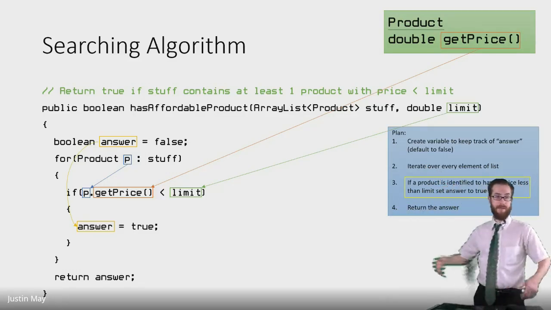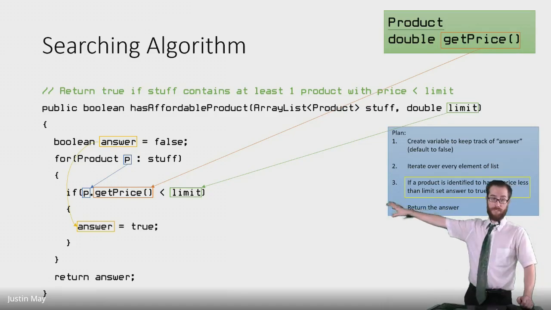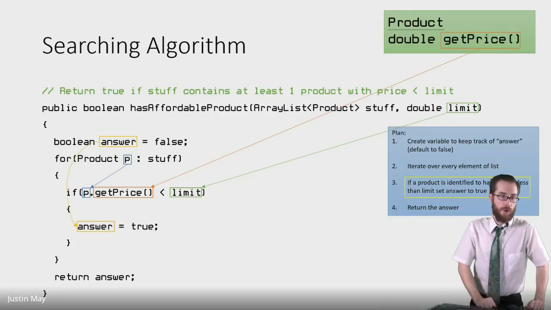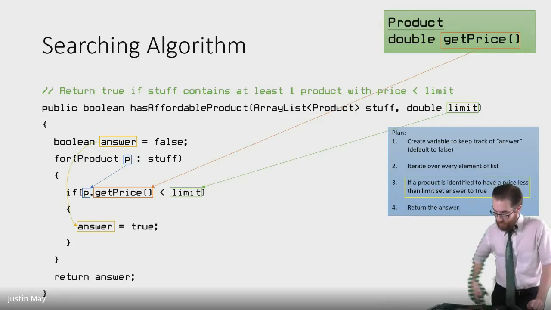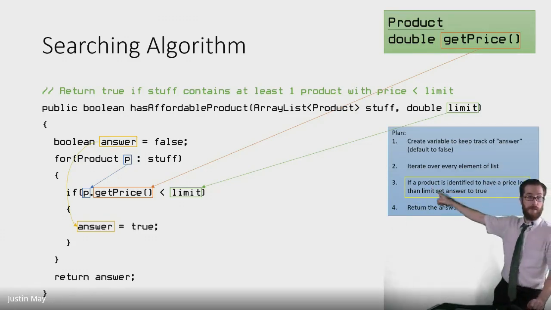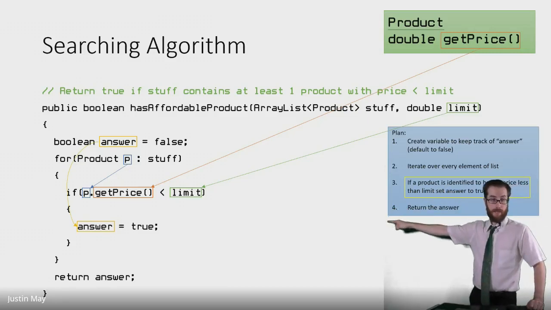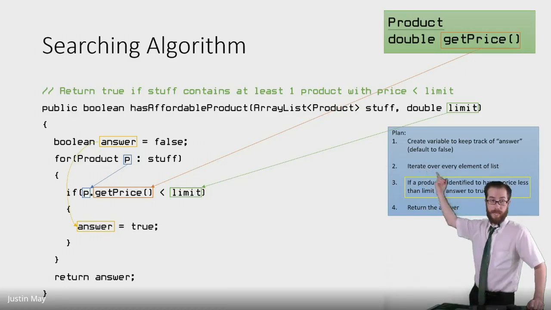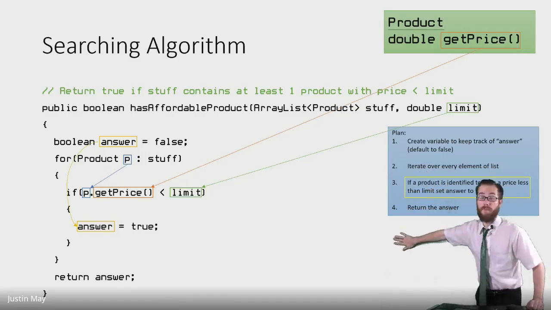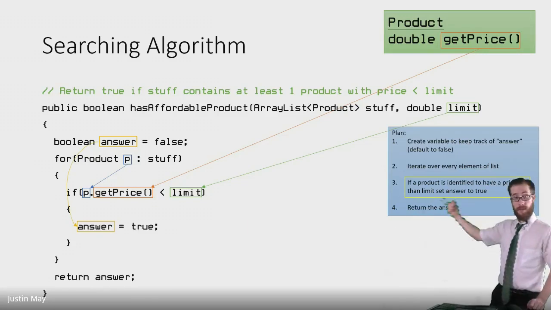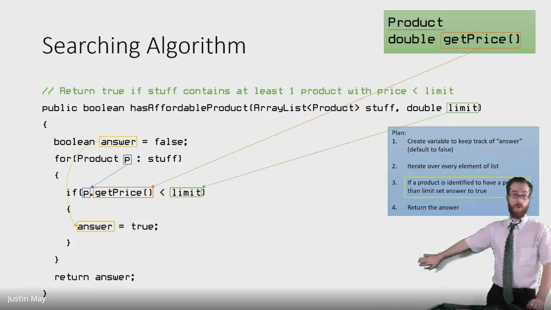I didn't just invent all that. All of this stuff came from other places and we're just combining it to come up with this check. So I can read this as: for each product P in stuff, if P's price is less than limit, then the answer is true. The answer that stuff contains at least one product, because we found at least one product, if that was true. And then once that loop is done, we've iterated over every element, we will return our answer.